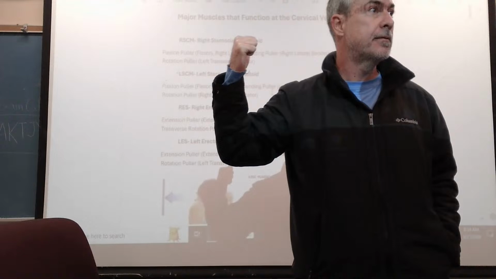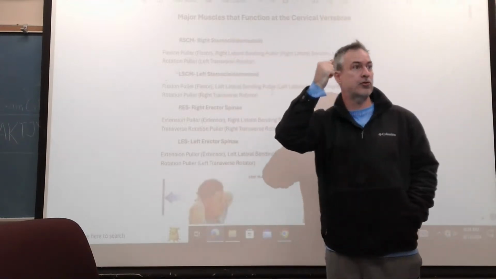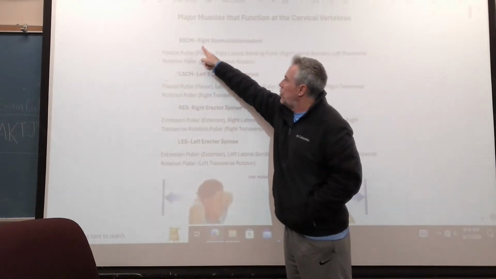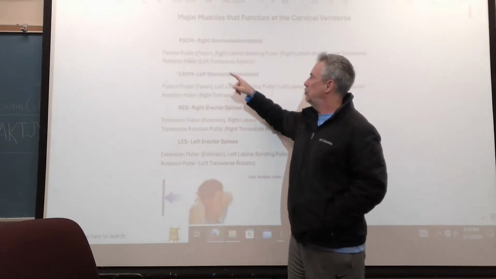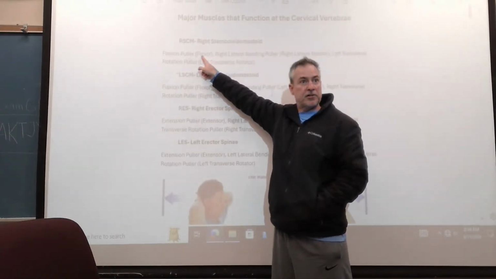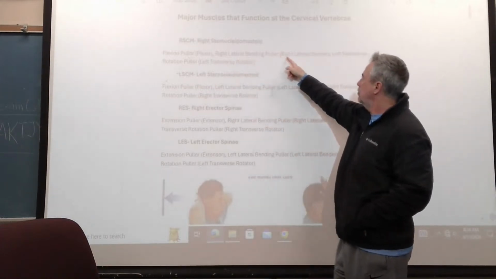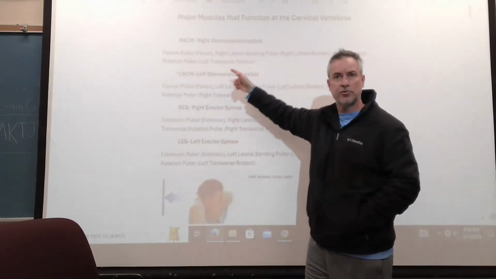Does that make sense? For this first one, I went even more into redundancy. I'm not going to do this on the follow-up ones, but the right sternocleidomastoid is a cervical flexion puller, or a flexor. It means the same thing. A right lateral bending puller, or a right lateral bender, and a left transverse rotation puller, or left transverse rotator.